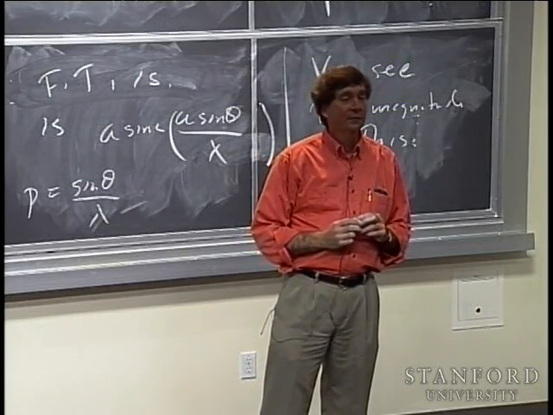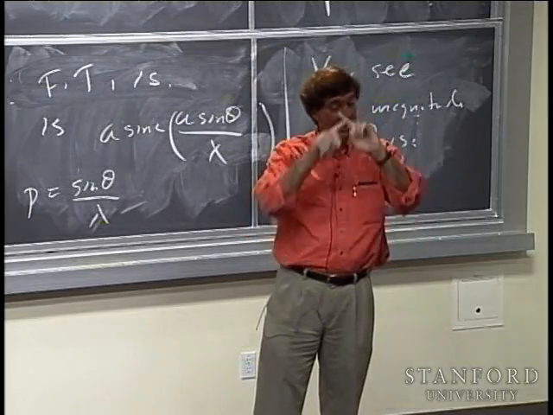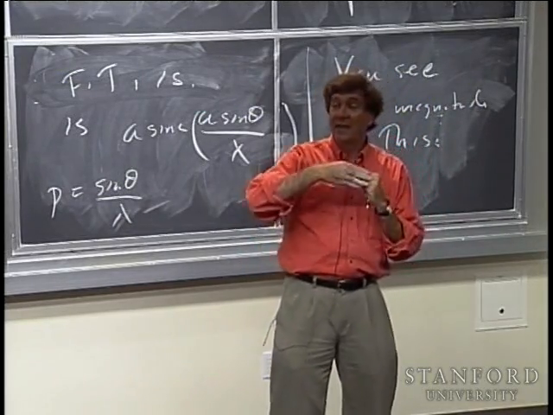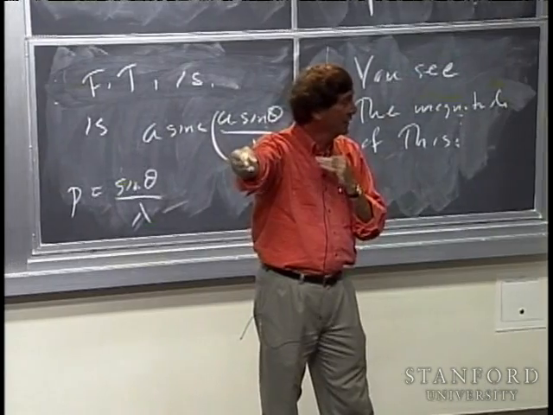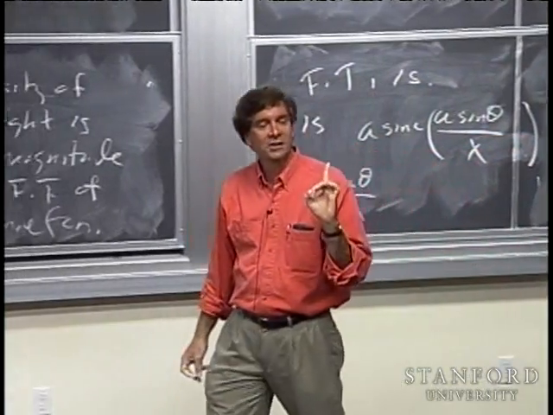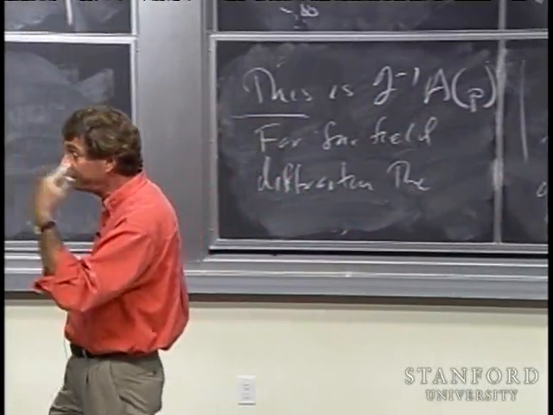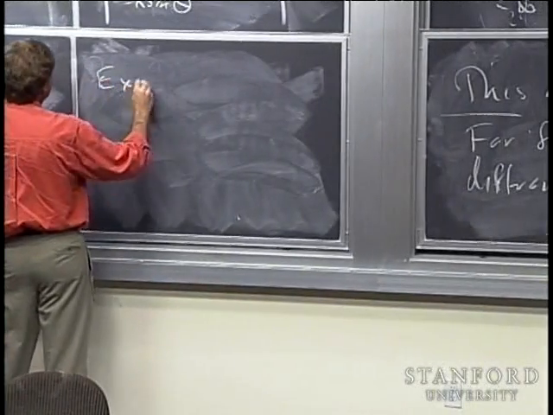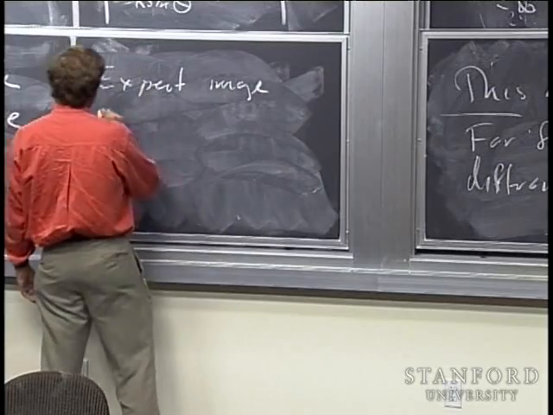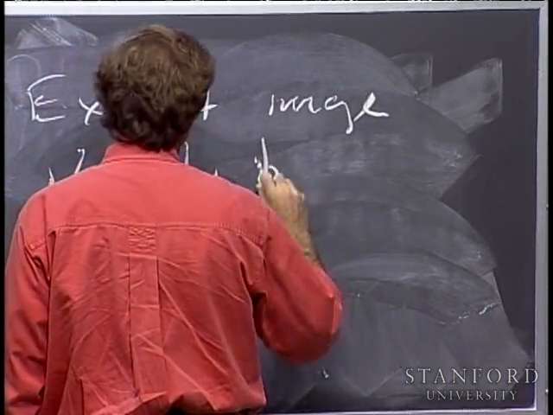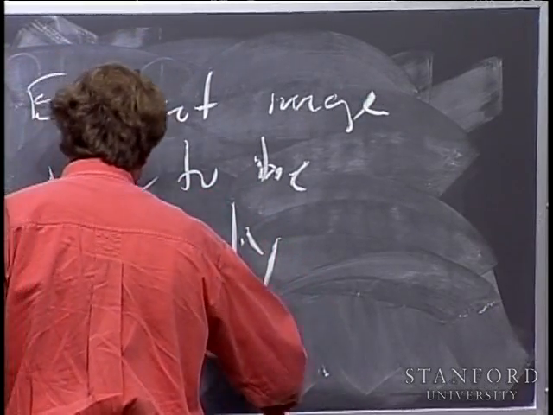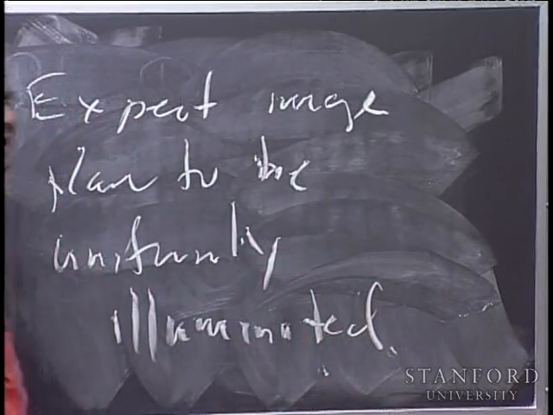Pardon me? Circles. No. A circle would be a real circular aperture, but this is a point aperture, and the image plane is far away. You would expect a constant illumination. If the image plane is far away, it would just be uniformly illuminated. That is a physical interpretation of the fact that the Fourier transform of the delta function is 1.